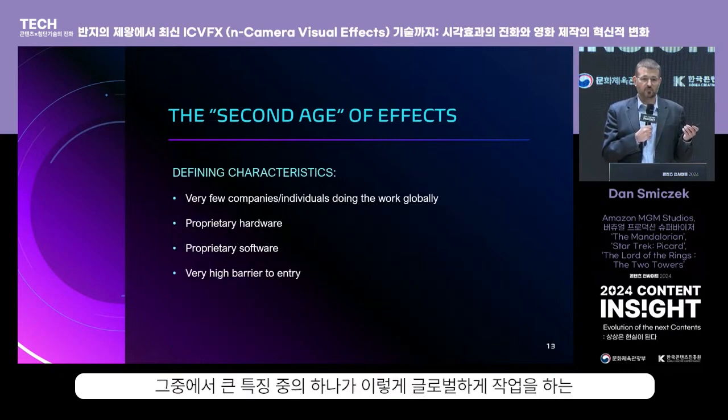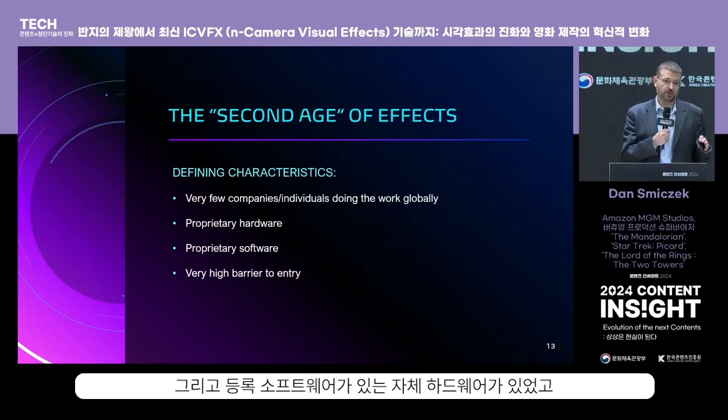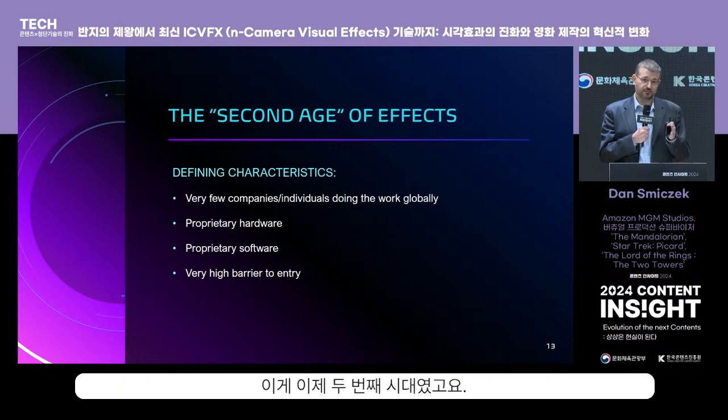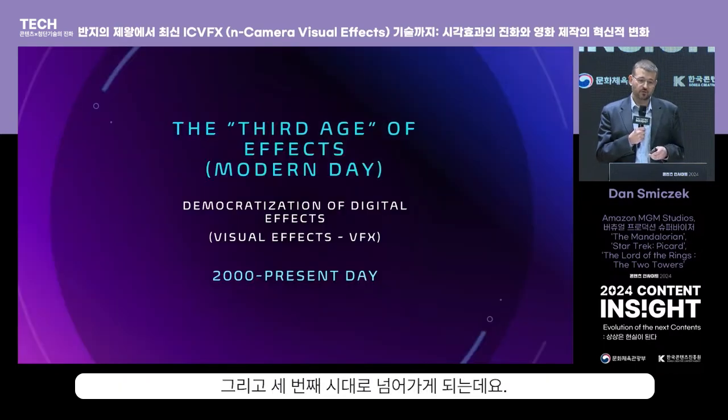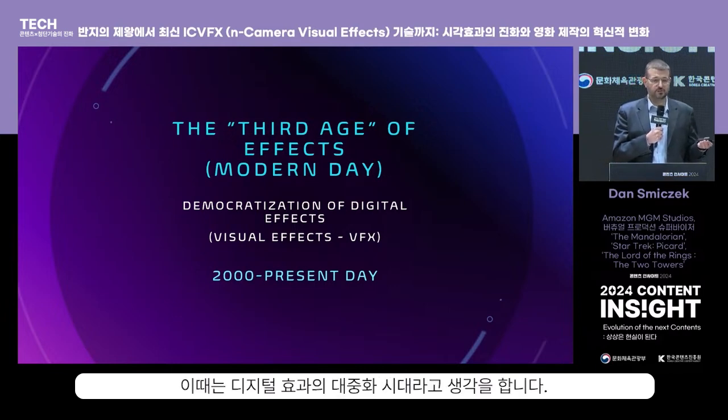But the big defining characteristics of that were there were very few companies doing it globally, very few individuals. Proprietary hardware, the hardware people were making in their garage, proprietary software. It was all handwritten, hand-created things. And it was a very high barrier for entry to do this type of work. So that was the second age, which brings us to the third age, modern day as I call it now. And I see that as the democratization of digital effects.